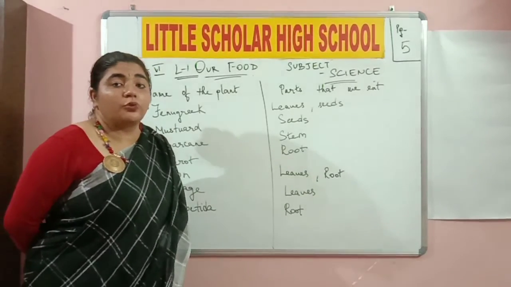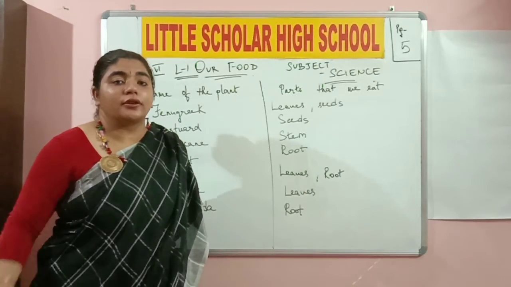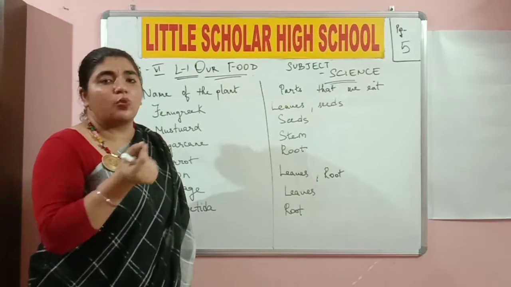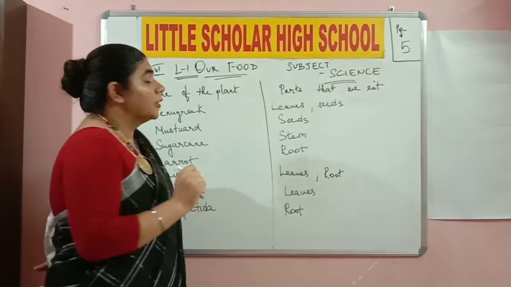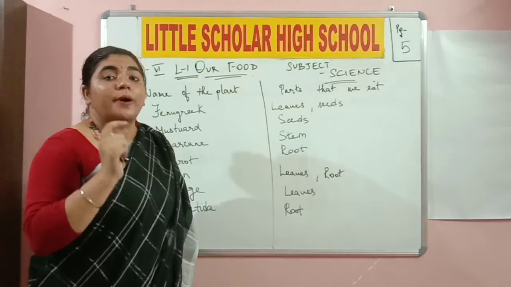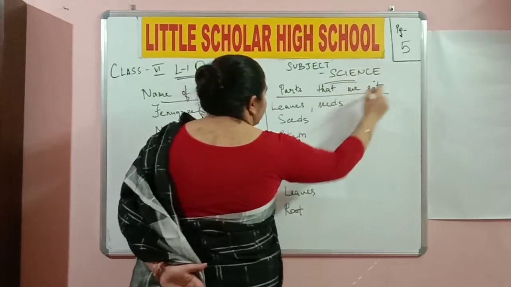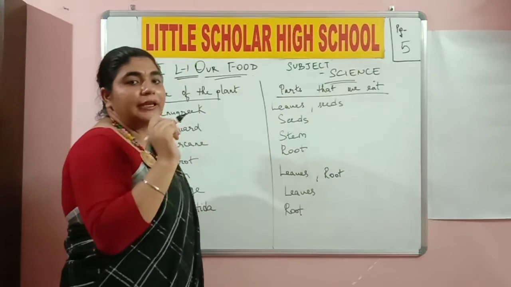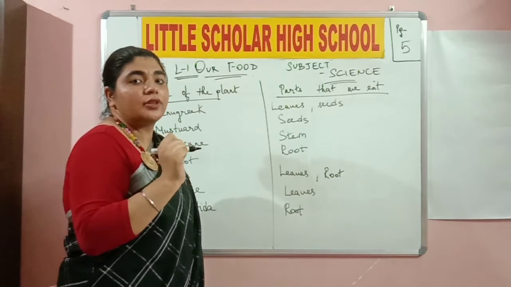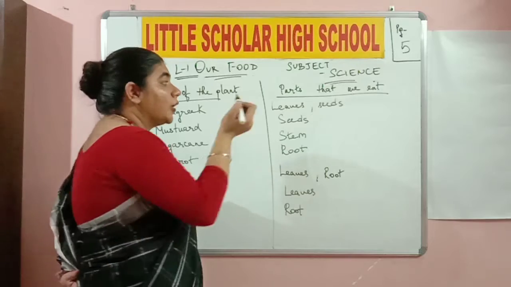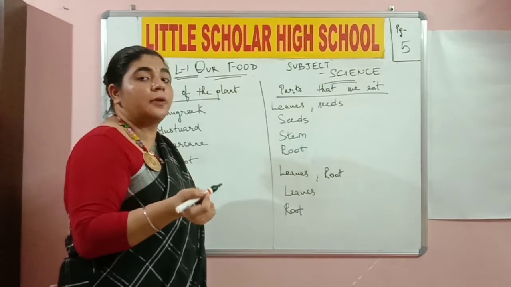So we discussed from where we get the food components. We get it from plants, animals, and in some cases, like salt, we get it from seawater also. So here we are going to discuss which part of the plant we eat. In the previous exercise, we mentioned P in certain cases, which means that particular food component is obtained from plants. So we are going to discuss which parts of the plant we eat.